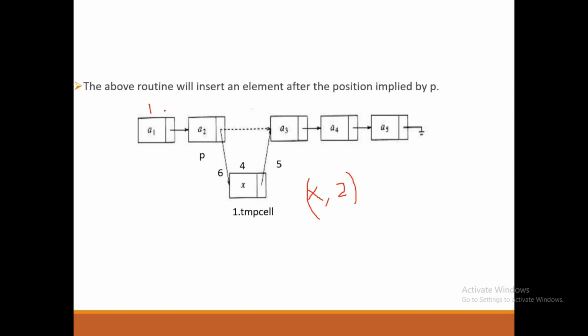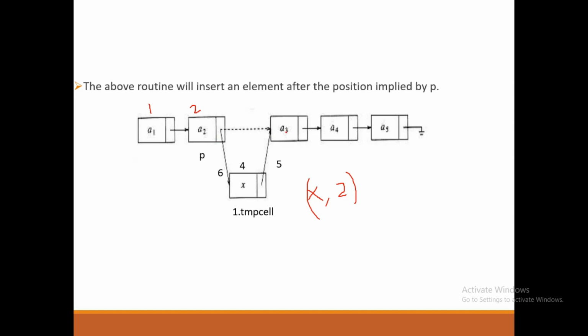So already in position 1 we are having the element A1. In second position we are having A2. So after this position 2, the new element is going to be inserted. So if you want to insert a new element, first we have to create a node like this, and we are going to name the new node as term cell. Okay, that's why I have given 1. So after that, inside this term cell, in the element part we have to insert the data, and in the next part we have to change the pointer.